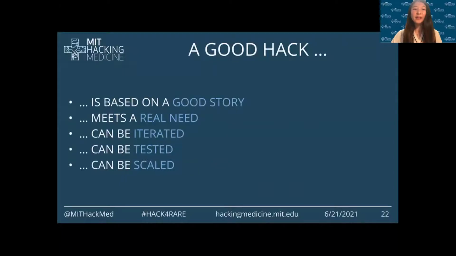At the end of the day, a good hack is based on a good story, meets a real need, can be iterated, can be tested, and can be scaled to work with multiple populations. Now that you know how our hackathons work and what makes a good hack, we'll move on to talk more about the specifics of what judges will be looking for in your hack.